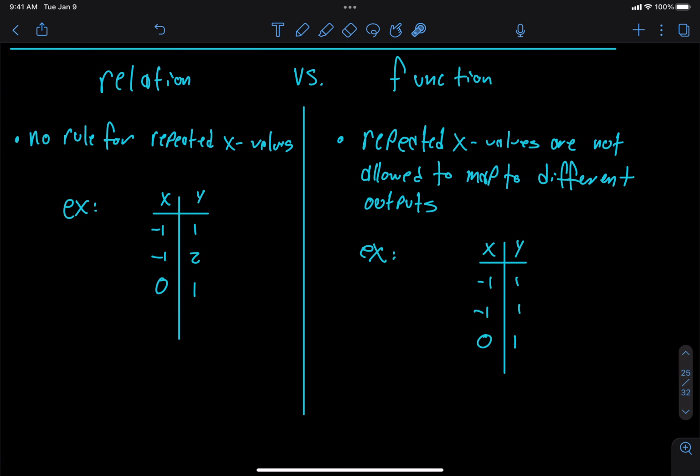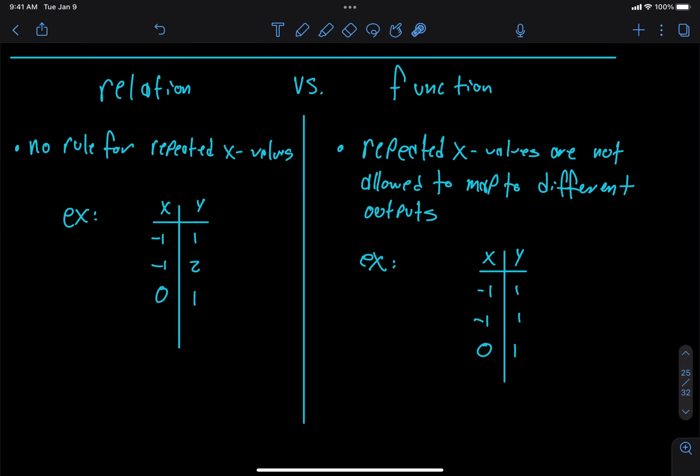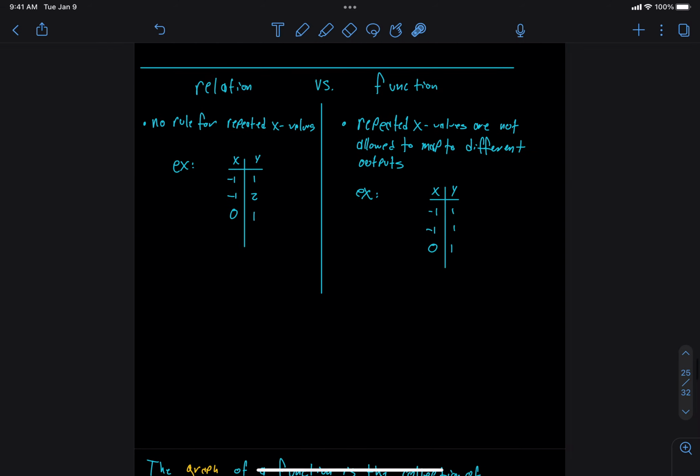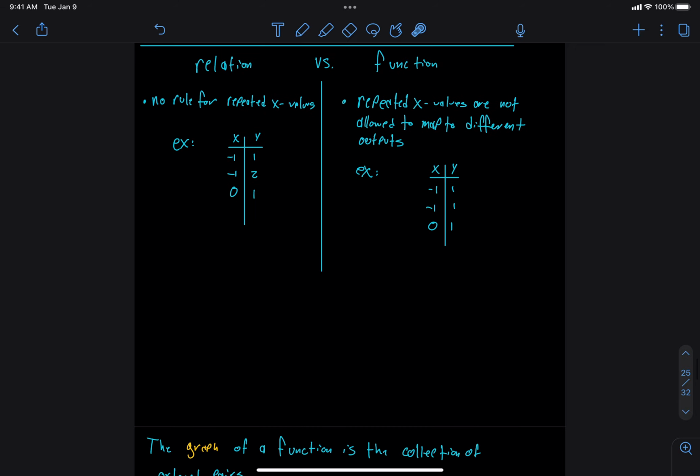Okay? So the problem is when we have x values going to different y values. Two of the same x values going to different y values. Okay, so that's the difference between a relation and a function.